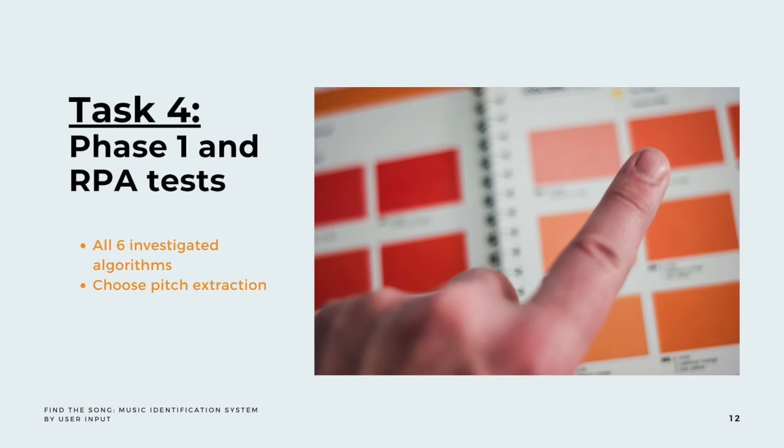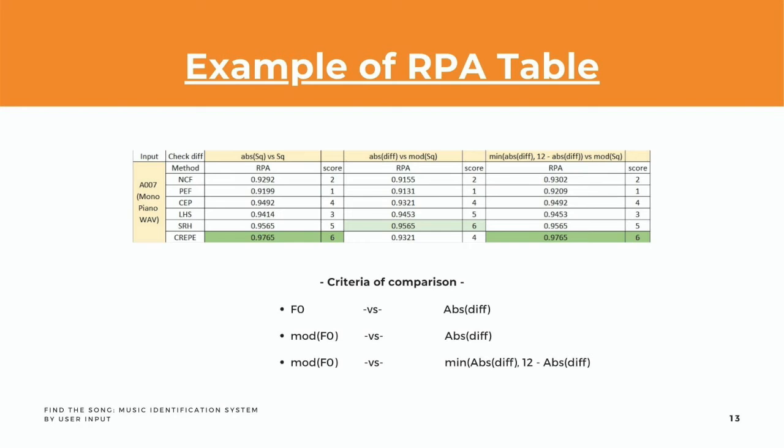Task 4, Phase 1 and RPA test. In this part we have to test all 6 investigated algorithms and choose the most appropriate one. For choosing pitch extraction tools, we use RPA, raw pitch accuracy value, to evaluate them. This is an example of the RPA table. For each method, we do it 3 times with totally different comparisons. Our criteria of comparison are 1.